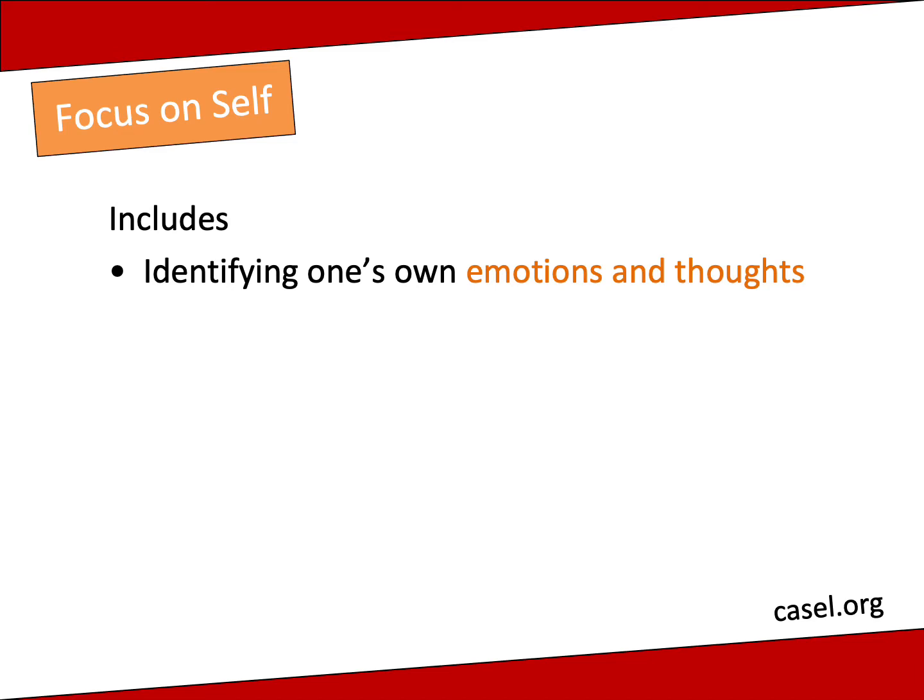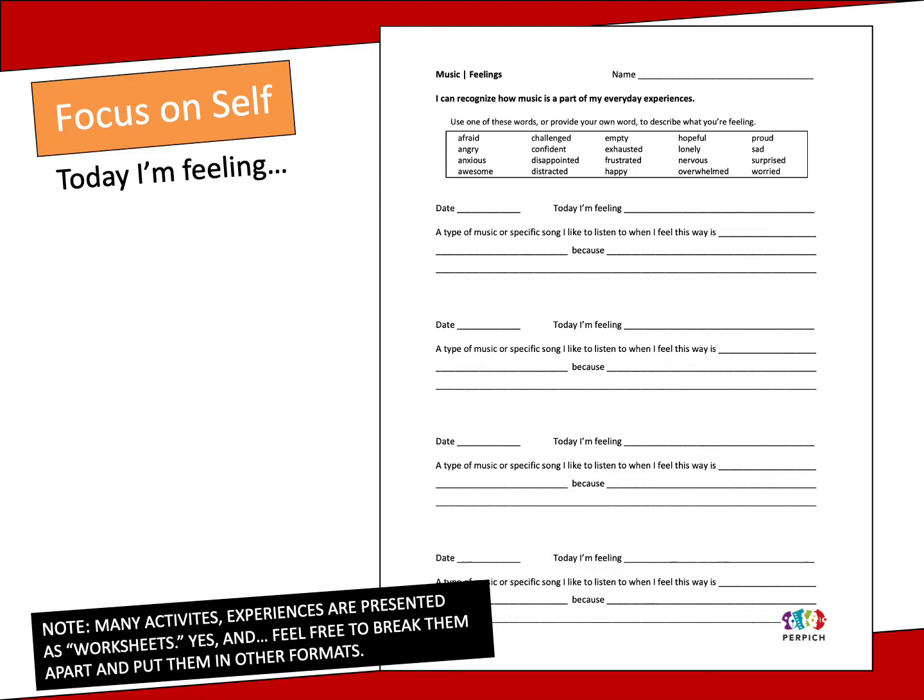Let's begin with students identifying their own emotions and thoughts. Very simply, what if students had a few minutes to stop and reflect on how or what they're feeling, and then what type of music or specific song, perhaps, they like to listen to when they feel that way? A couple particulars about this experience. There's a word bank, and many of the emotions are more complex than simply happy or sad. You can substitute any emotions you think are most appropriate for the age of your students, but again, I think a word bank can be really helpful.